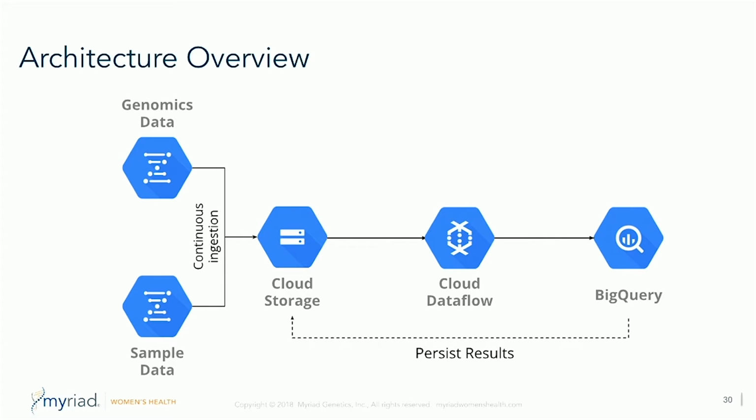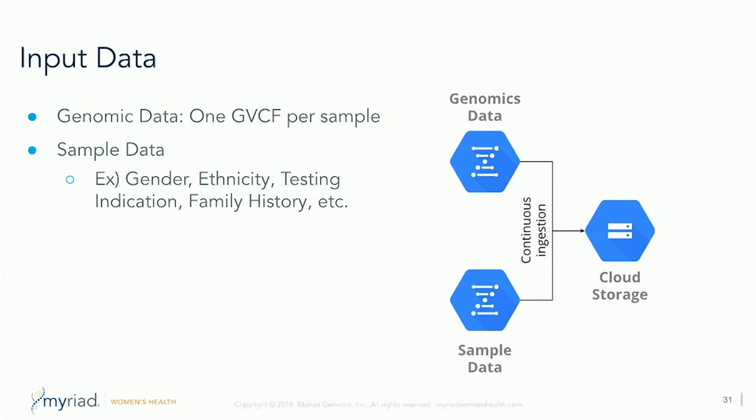So this is just a very high-level architectural overview of our system. We have genomic data and sample data that is stored on Google Cloud Storage. This is ingested into BigQuery using Dataflow, and then right now we have just a very simple system that persists the results back into cloud storage. So as new data comes in, we add new rows to BigQuery. So let me just go into each of the individual steps.